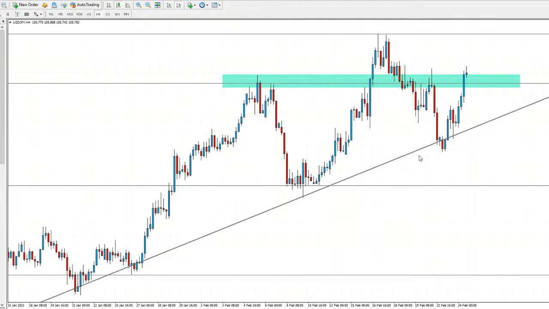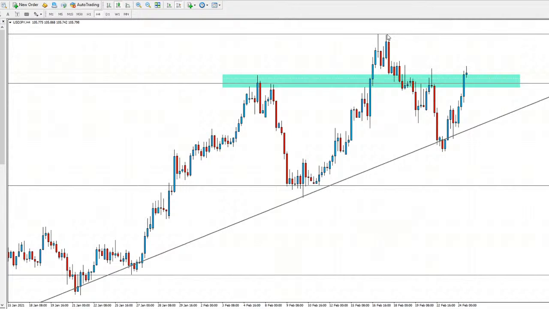So for me, it just depends whether this level holds or not. If you get above this level and price holds above this level, it will be acting as support, and I do think we'll probably see price reach these highs again, probably take out those highs and give us some new highs for USD JPY, and just continue the overall uptrend from the trend line.